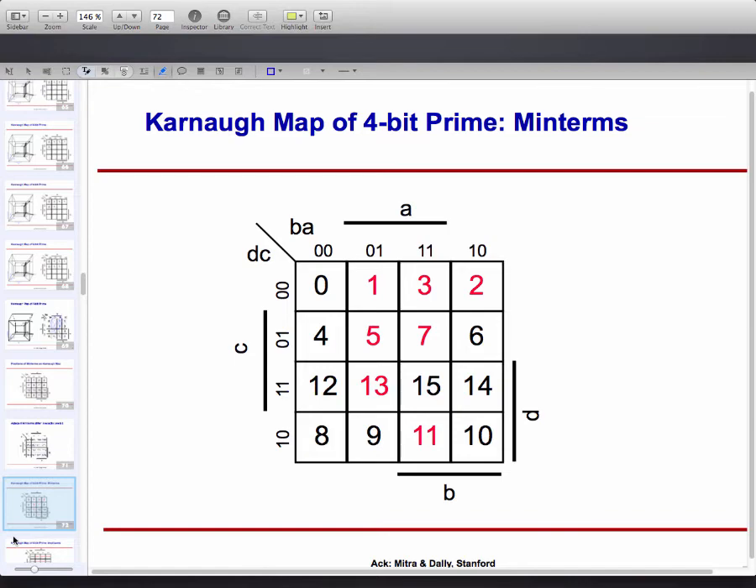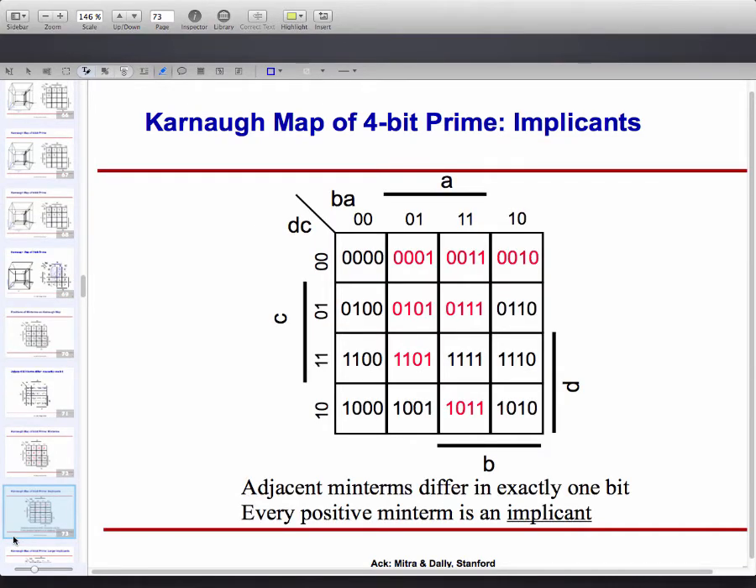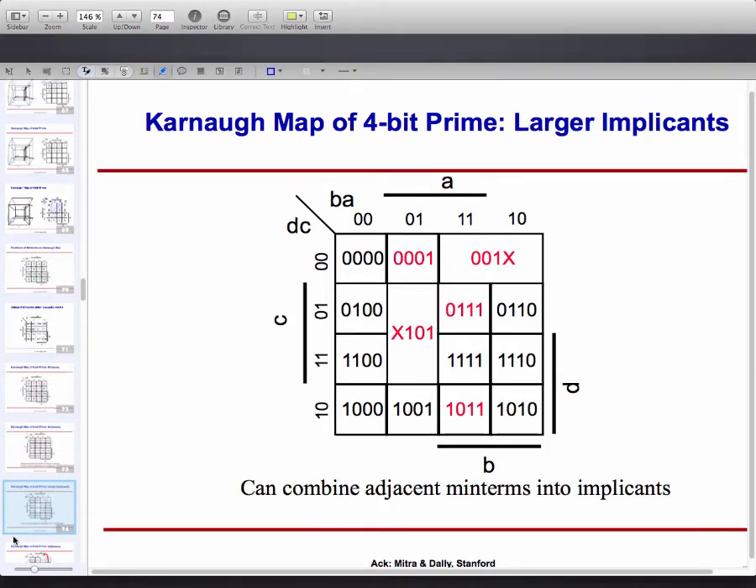So the Carnot map of 4-bit primes that we had done was 1 OR prime. So 1, 2, 3, 5, 7, 11, 13. The red ones are the ones where our function takes on the value 1. And now we represent them by corresponding minterms.